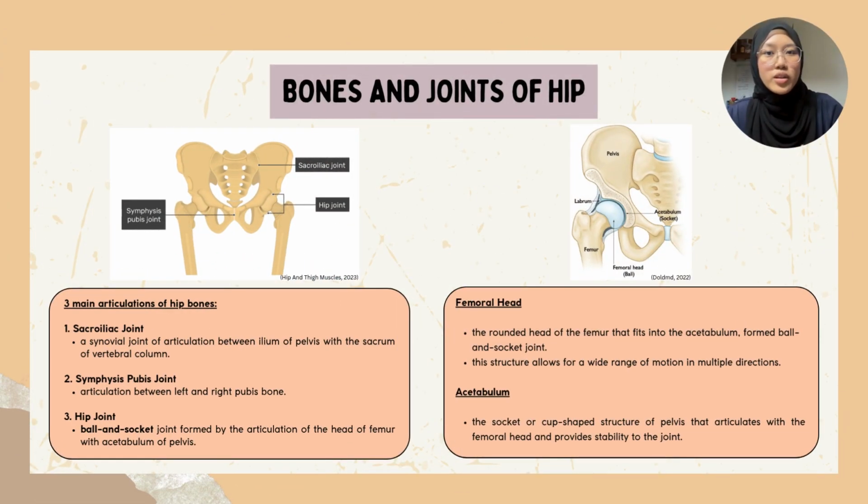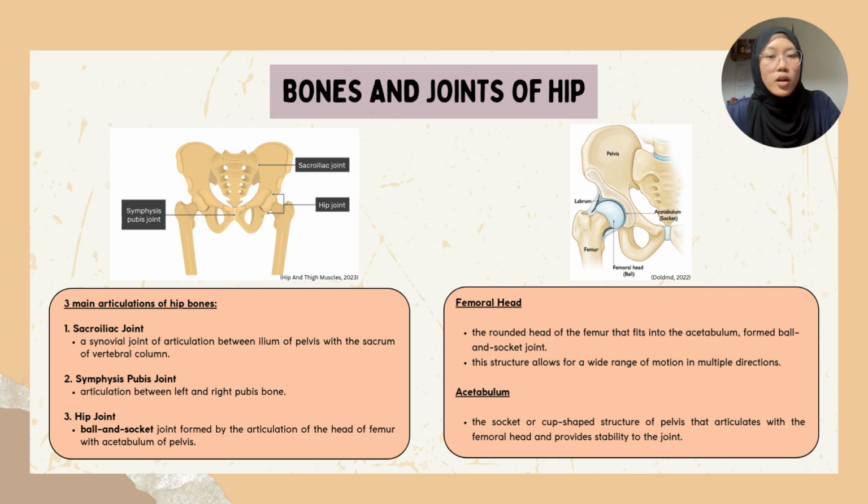Moving on with the bones and the joints of the hip, there are three main articulations of the hip bones. First is the sacroiliac joint, second is the symphysis pubis joint, and the third is the hip joint. The sacroiliac joint is a synovial joint where the ilium of the pelvis connects with the sacrum of the spine. The symphysis pubis joint is a cartilaginous joint that connects both left and right pubic bones. The hip joint is a ball and socket joint formed by the femoral head fitting into the acetabulum. This structure provides a wide range of motion, and it is one of the most mobile joints in the body.